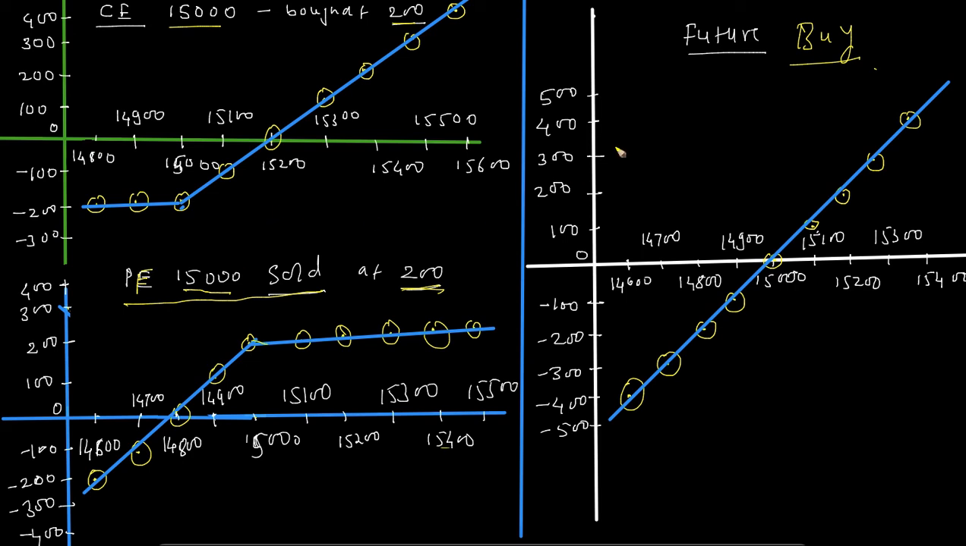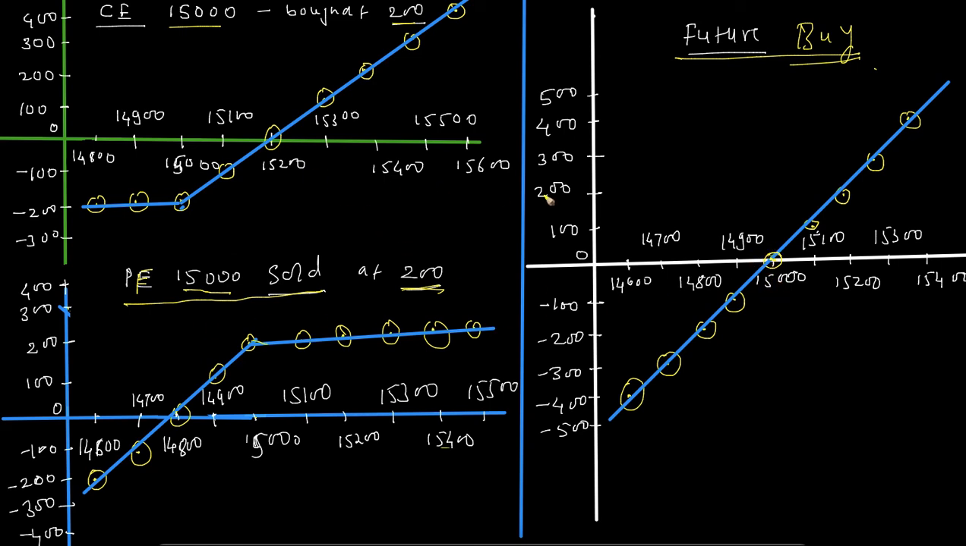Now, let me show you a future payoff graph. Let's say we bought a Nifty future at 15,000. As the market price rises, we will get unlimited profits, but as the market falls, we will get unlimited losses. That is future. Now, if I combine these two graphs, this call option buying and 15,000 put option selling, I'm going to get this graph.